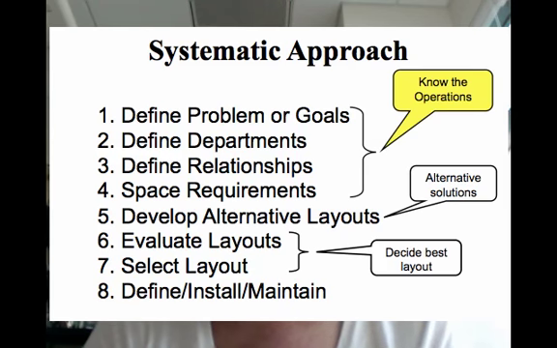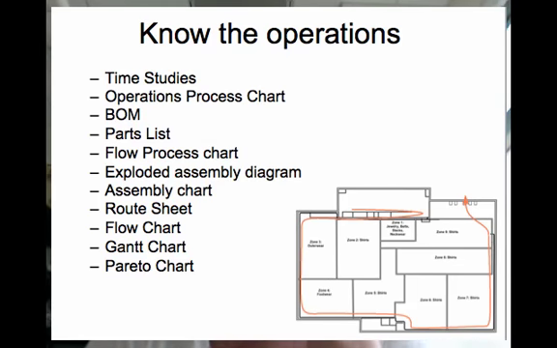And then the rest of the things associated with knowing the operations, you're going to continue on with that. We're going to be doing many things associated with that. One of them is time studies, operations process chart, bill of materials, parts list, flow process chart, exploded assembly diagram, assembly chart, route sheet, flow chart, Gantt chart, Pareto chart. All of these are things that we're going to be looking at in just a minute or in a later video about how to go through these operations. So we're going to look at time studies next, but I'm going to go ahead and stop this part of the video, and we will look at it a little bit later.